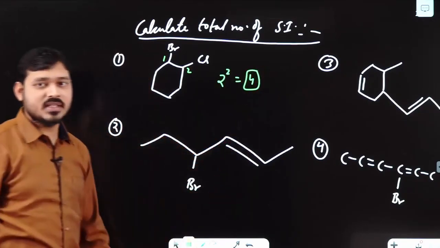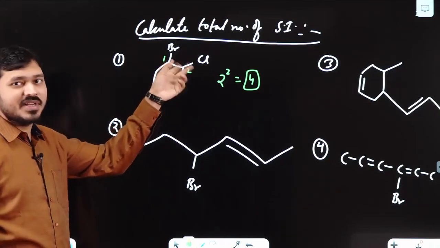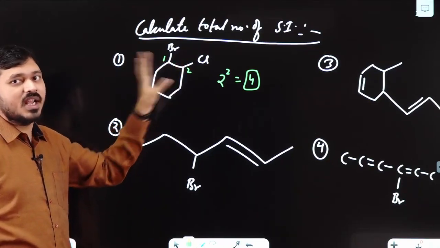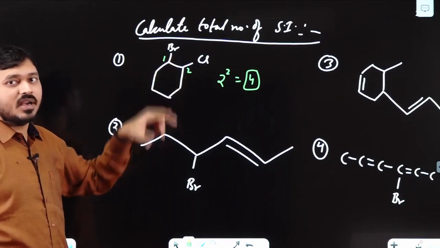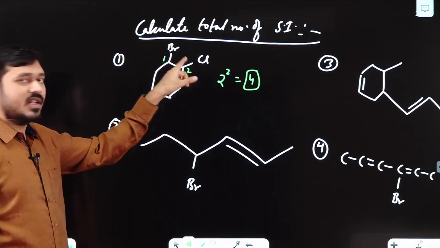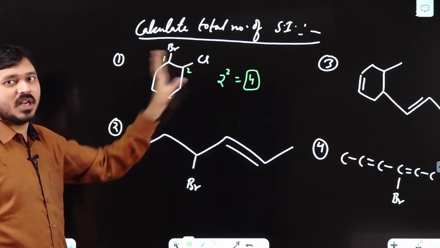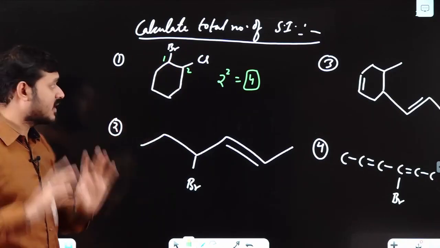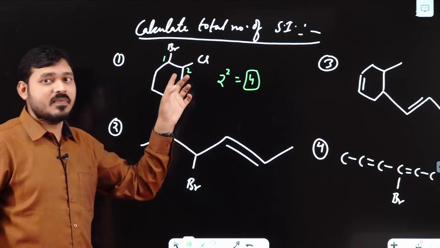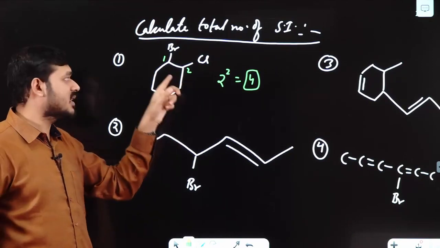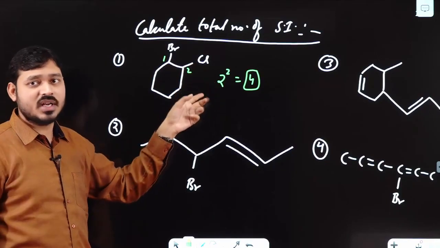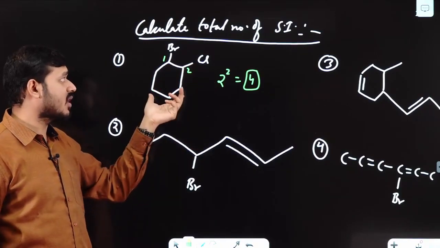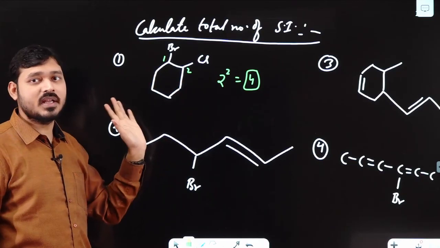See, what are the 4 cases? When both are on wedge, then it is optically active, so its mirror image, both on dash, and one on wedge and another on dash, that is active, so its mirror image. So all 4 cases. See, if I have to use here the formula total number of optical isomers equals 2 to the power n, 2 to the power 2, that is also correct. Why? Because there is no case of meso part here.